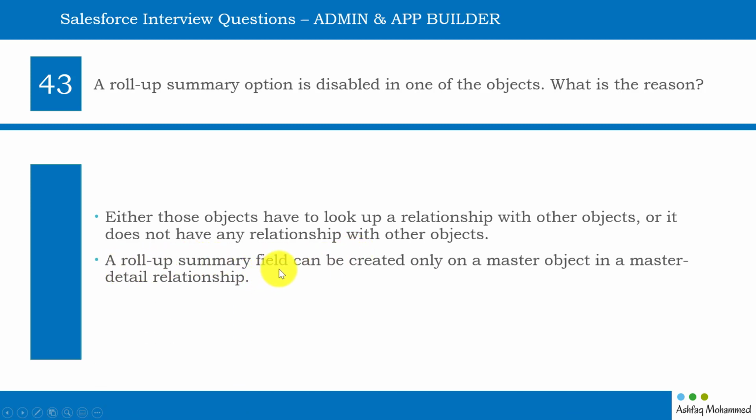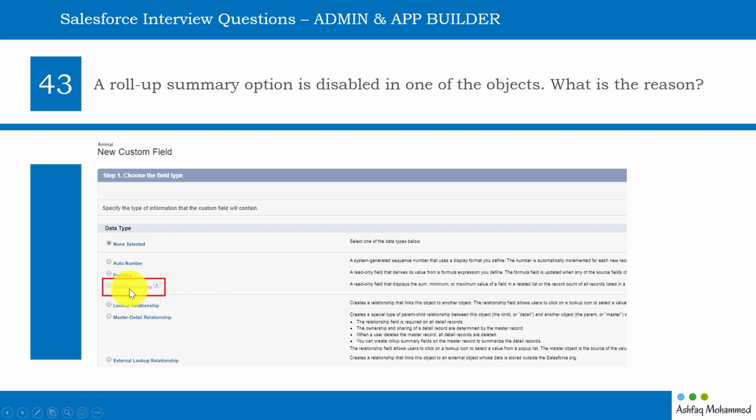A roll-up summary field can be created only on the master object in the master detail relationship. When you see a few records which have a lookup relationship or which don't have any relationship, and you go and try to create a roll-up, you will see this disabled option.